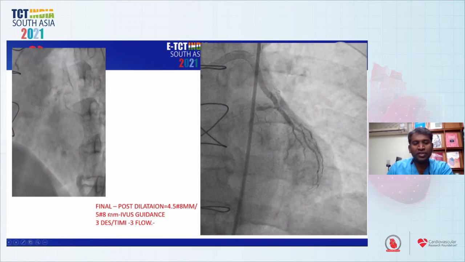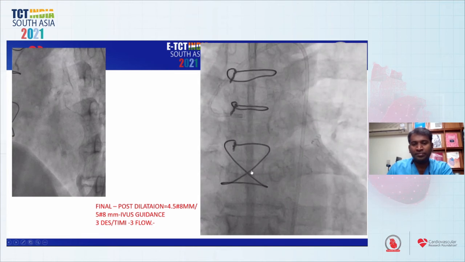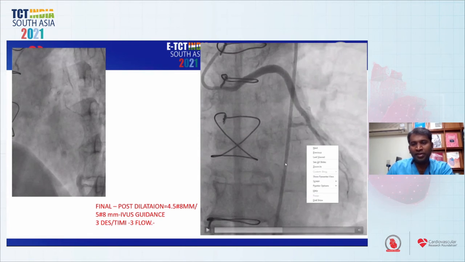IVUS has helped us to post dilate, even to take a 5 into 8 NC balloon for adequately post dilating.